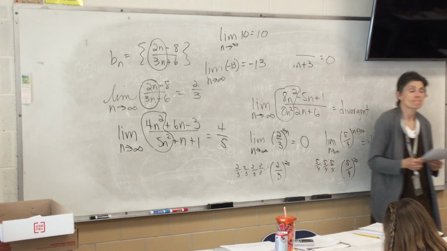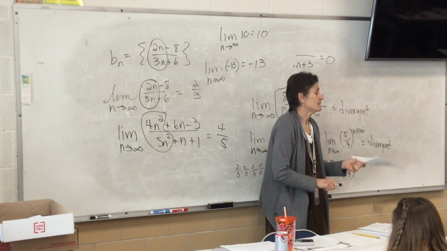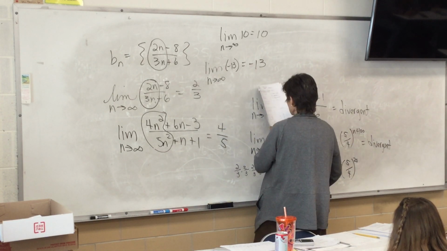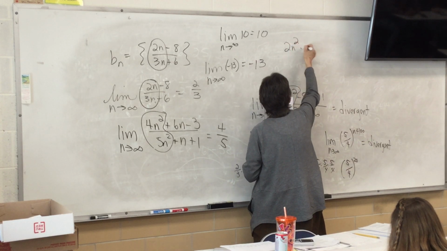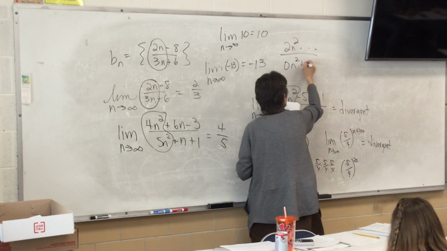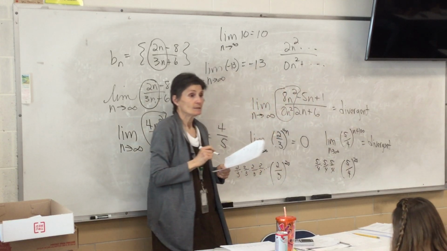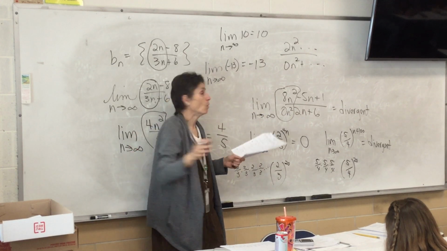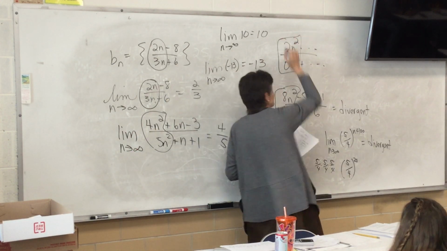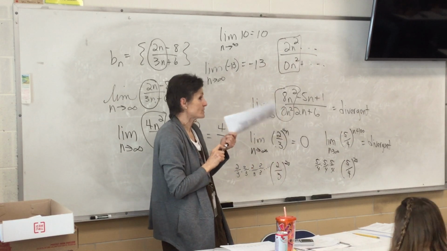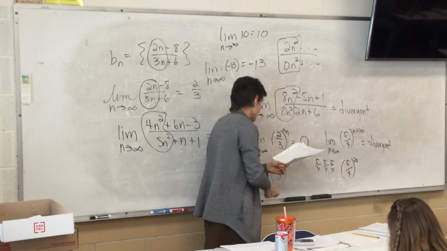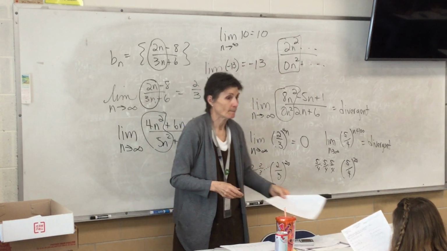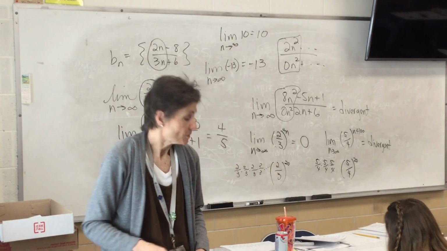And what about C? There is no limit, because in problem C, we have 2n squared on the top and no n squared on the bottom. Now notice, I didn't even write the rest of the problem because none of it matters. The only thing that matters is the n squared. Can we have 2/0? No. So C is divergent. You can write no limit.